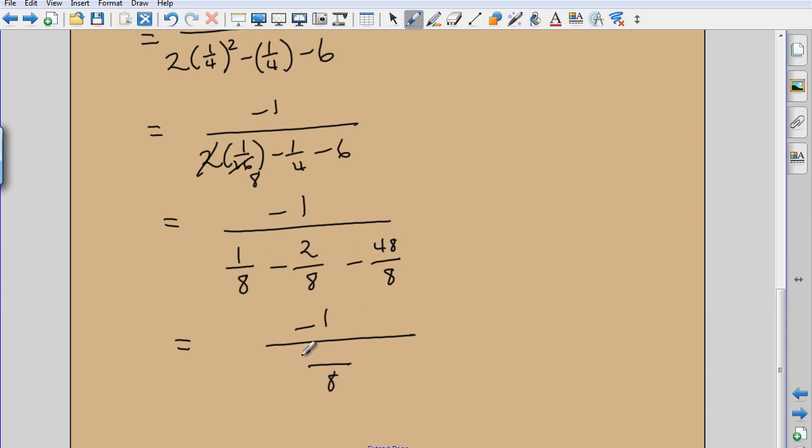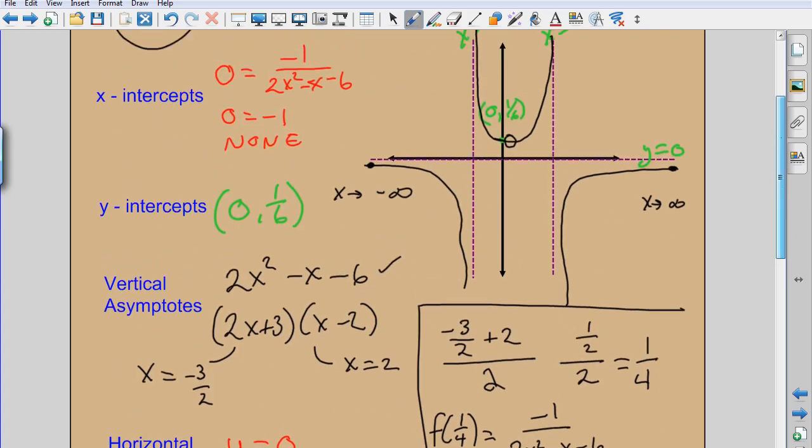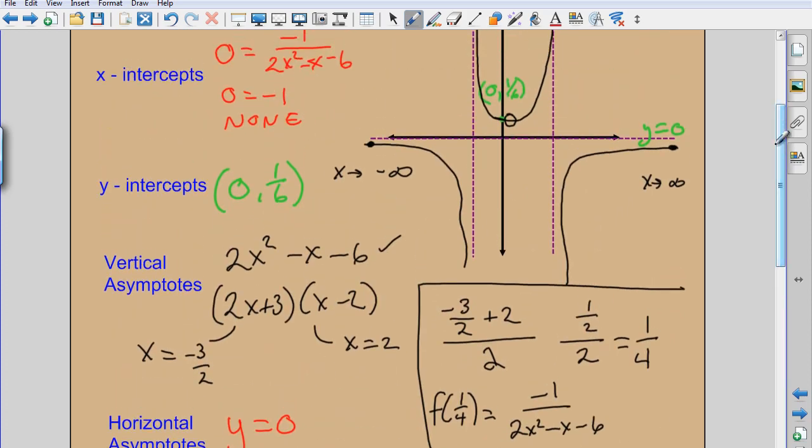1 minus 2 minus 48 is negative 49, and when I invert and multiply, I end up with a positive 8 over 49, which on the calculator is about 0.163. And I notice that that is slightly lower than 1 over 6. And that will be my vertex. My vertex is going to be 1 over 4 and 0.163. Very close to what my y-intercept was.